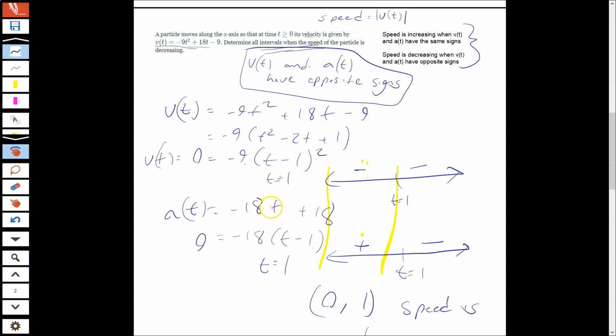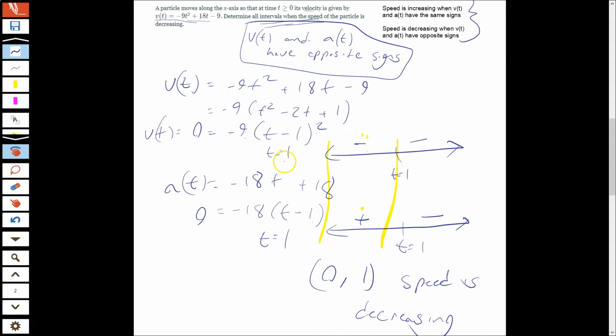These questions dealing with speed are the hardest ones. Give them your best effort here. I think lining up the sign charts is key.